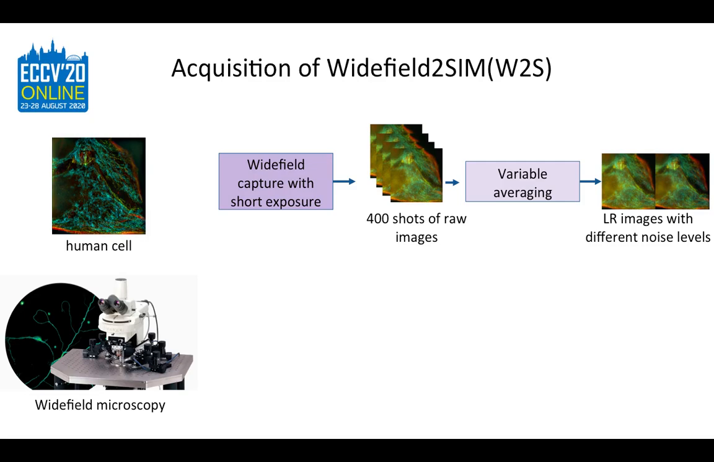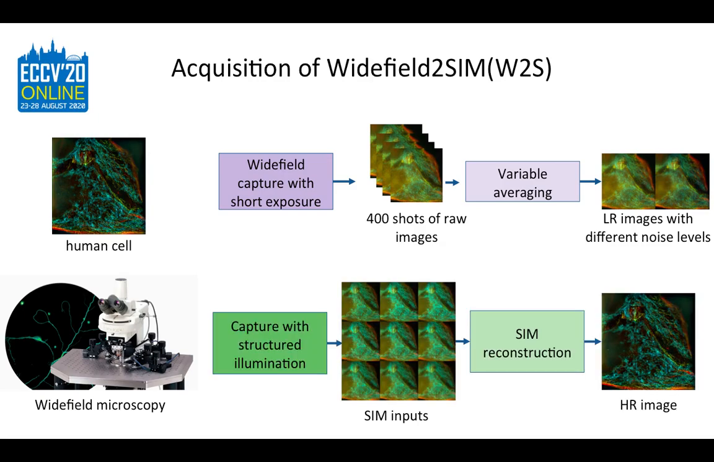400 shots are taken for each field of view. As the noise is zero mean, we can average a varying number of samples to generate low-resolution images with different noise levels. Thus, we perform averaging on the raw image data to obtain low-resolution images with different noise levels. The denoised low-resolution images are evaluated by comparing to the average of all of the 400 raw captures.